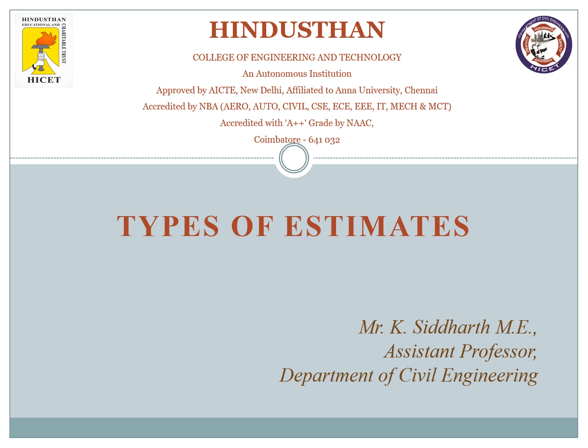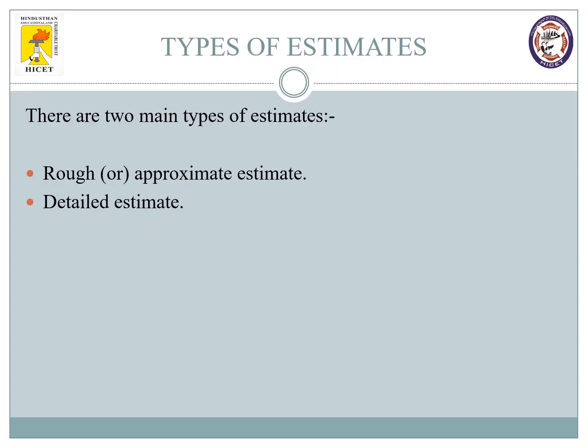Today we are going to see about the topic types of estimates. Actually, there are two main types of estimate. One is rough or approximate estimate, and the second one is your detailed estimate. When you're going to start one project, we can plan our estimate like this is the budget of our project. So for this budget, we can have two methods. That is, one rough or approximate method.